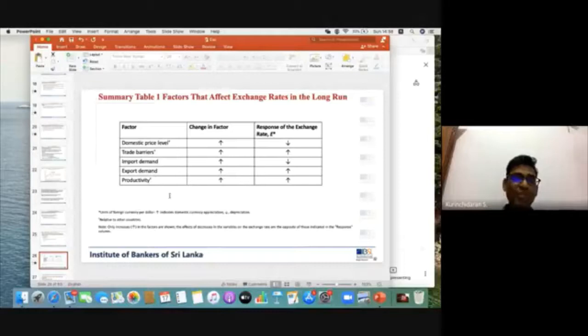So if you have more trade barriers compared to a foreign country, that means your product is going to be available less. Then there may be high demand for that good, but your supply is very less, so that would be priced up. Then your foreign currency will appreciate.